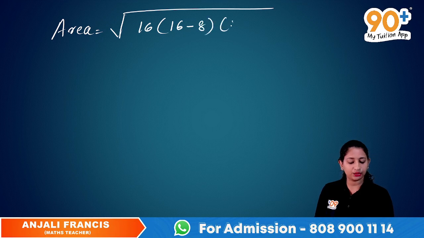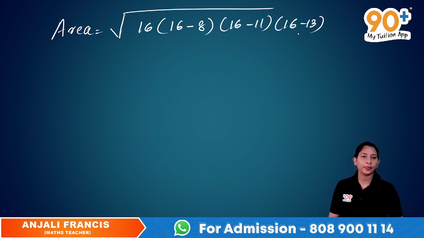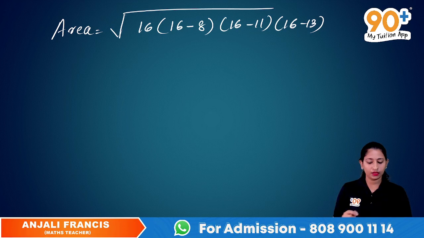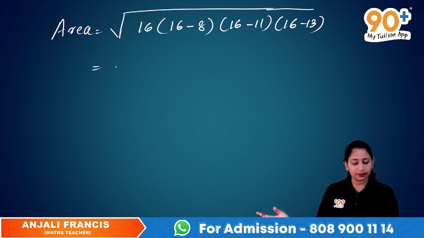16 minus 8 into 16 minus 11 into 16 minus 30. Okay. Okay ആണല്ലോ 16 minus 30. So here this will be, എന്താ വരിക, നമ്മൾ ജസ്റ്റ് സബ്ട്രാക്ട് ചെയ്യുക.